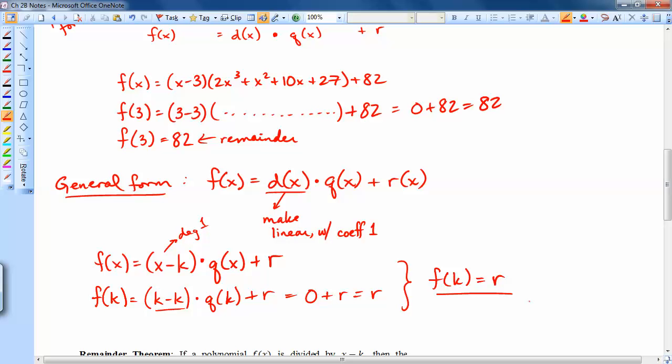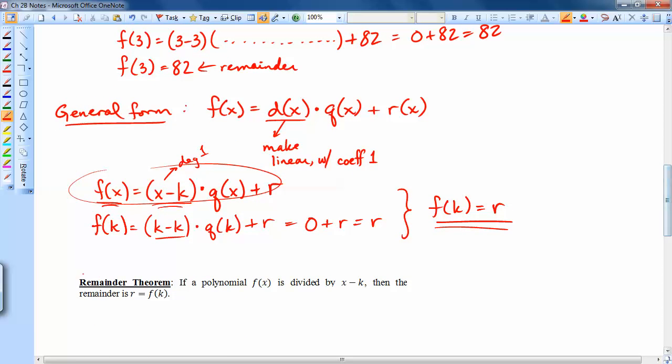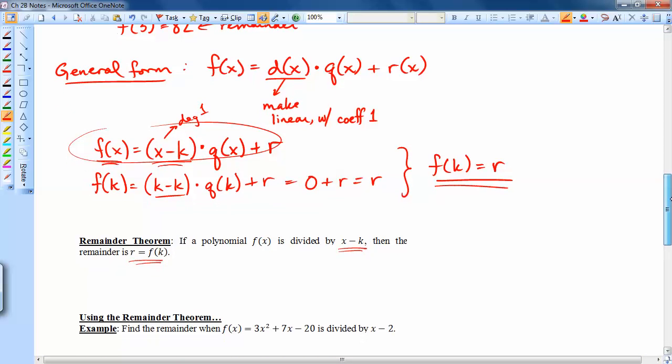So if a polynomial f is going to be divided by, remember, this is the divisor, if I'm going to divide it by x minus k, I'm going to be left with this statement here, and the remainder ends up being f of k. So here's the way that it's worded. It's called the remainder theorem. If a polynomial is divided by x minus k, the remainder is f of k. So that's actually kind of useful. Let's use the theorem just to show you how useful it can be.